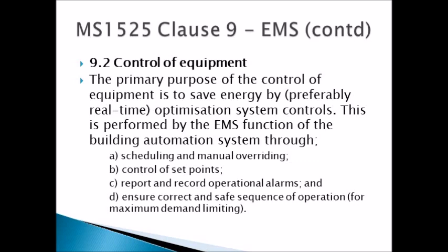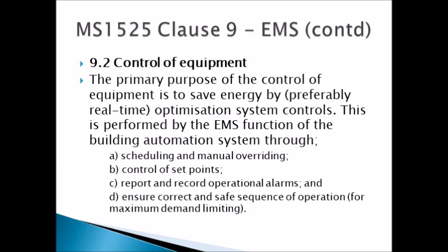For example, you can decide for all the rooms in your building to have a temperature set at 24 degrees Celsius instead of occupant's own choice. And then the EMS can also report and record of any problems happening in your building, and it can be set to ensure correct and safe sequence of operation. This is necessary for a maximum demand limiting.